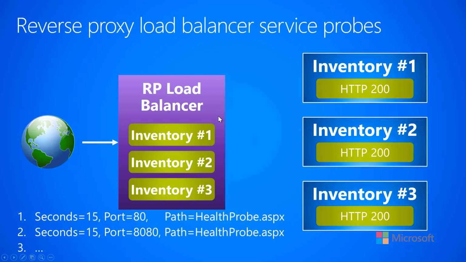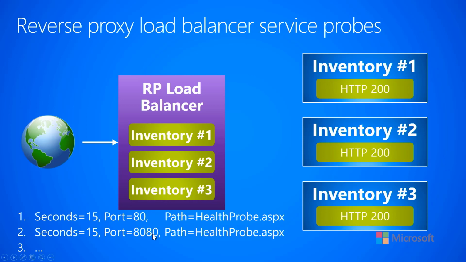And the load balancer will send this probe out to these 3 different virtual machines, all the ones that it knows about. And it will do it every 15 seconds. Now I have 2 rules here. So the load balancer is actually going to probe both ports, 80 and 8080, every 15 seconds across all of these. Because you can have multiple services listening on each of these, but of course each one would have to be at a different port.